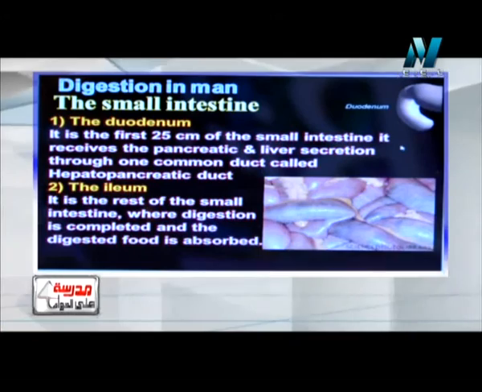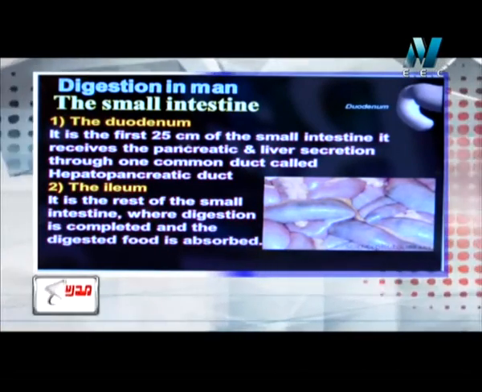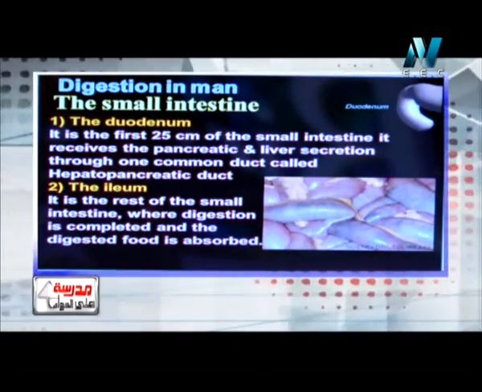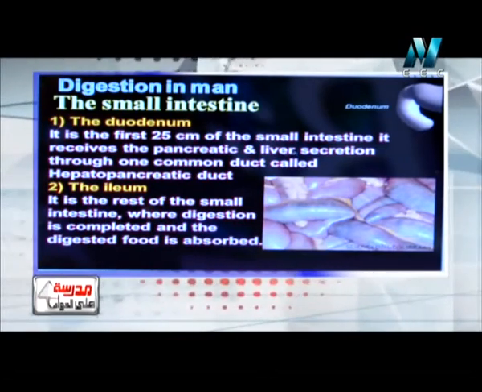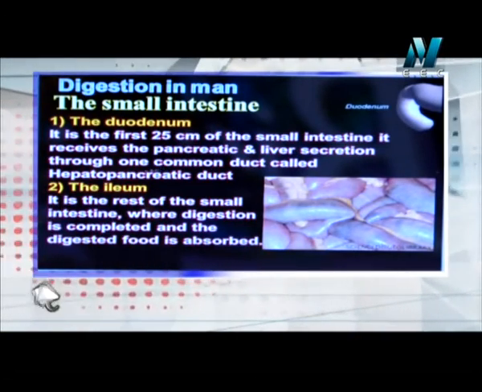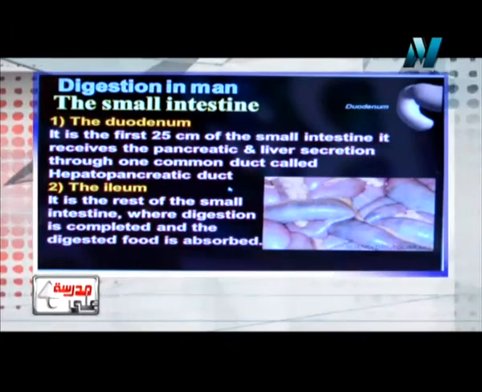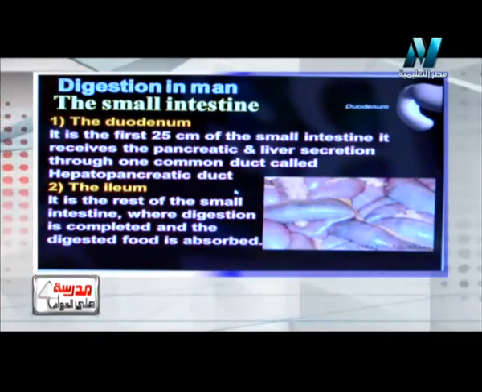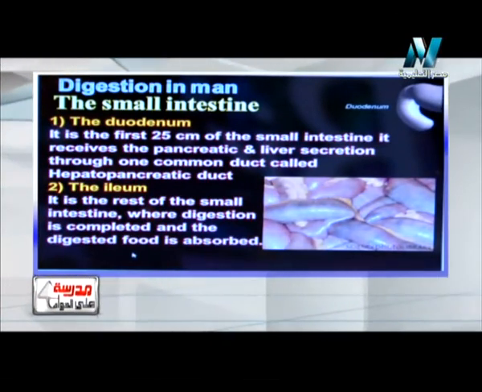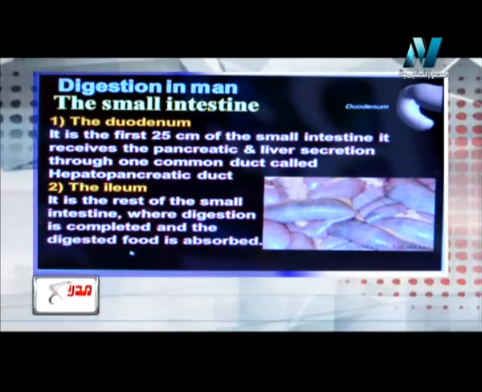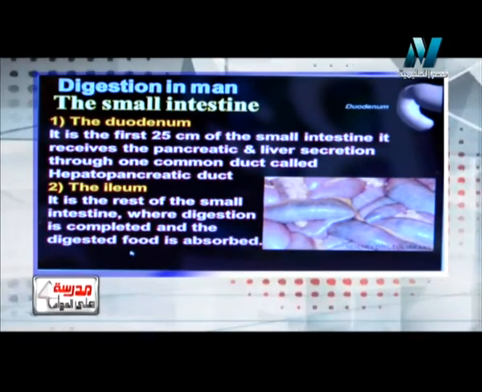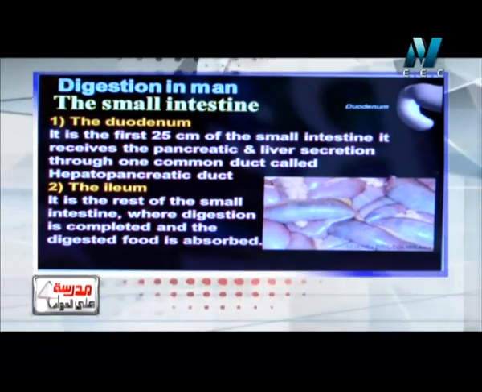So the duodenum, the first 25 centimeters of the small intestine, receives the pancreatic secretion and the liver secretion, which is called the bile juice, through one common duct called the hepatopancreatic duct. The ileum is the rest of the small intestine, where digestion is completed and the digested food is absorbed.